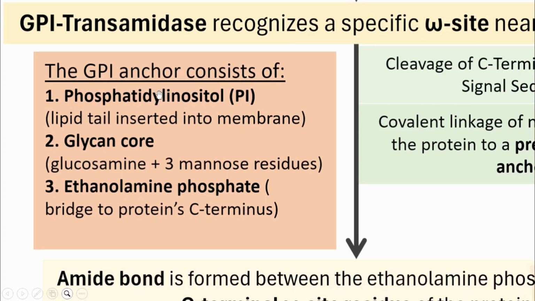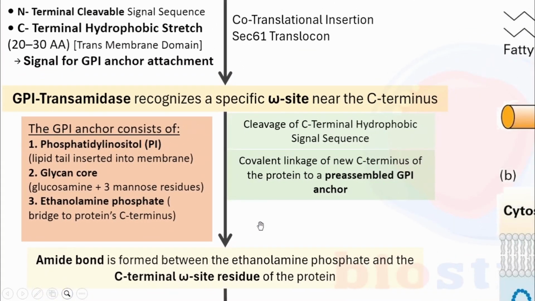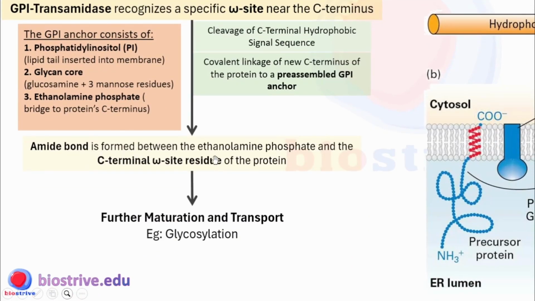The GPI anchor consists of phosphatidyl inositol, which is a lipid tail inserted into the membrane. We have a glycan core. We have ethanolamine phosphate, which attacks and makes an amide linkage. Now there is cleavage of the C-terminus hydrophobic signal sequence and covalent linkage of the C-terminus of the protein to a pre-assembled GPI anchor. An amide bond forms between ethanolamine phosphate and the C-terminus omega site residue of the protein, and further there will be maturation and transport, like glycosylation.